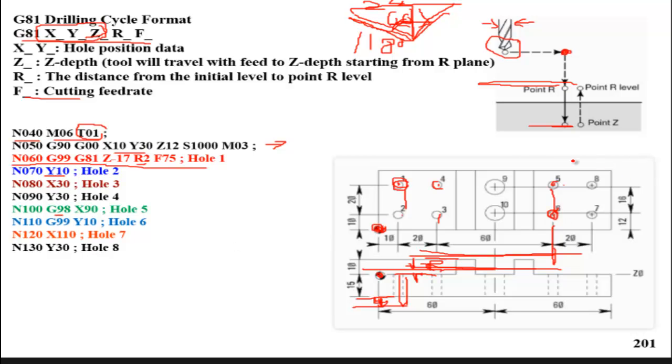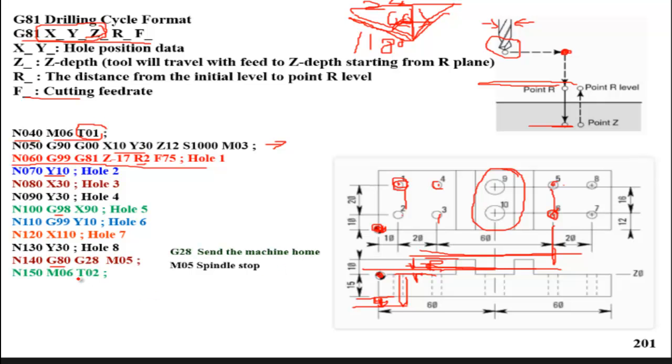Once we finish that group, now we have again to retract and to change our tool to complete the other 2 holes in the middle. So we first cancel the canned cycle. G80 cancels the canned cycle and sends the machine to the zero point where we change our tool, and M05 stops the spindle, ready to change our tool to tool number 2. Tool number 2, of course, will be a bigger size compared with the first tool, tool number 1.